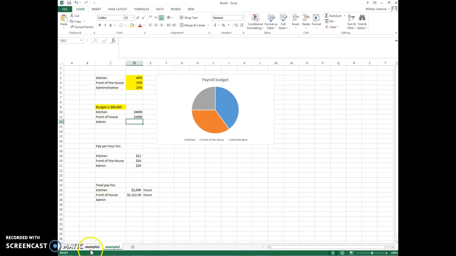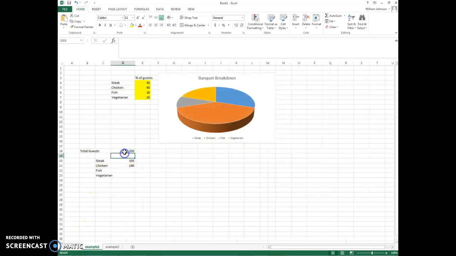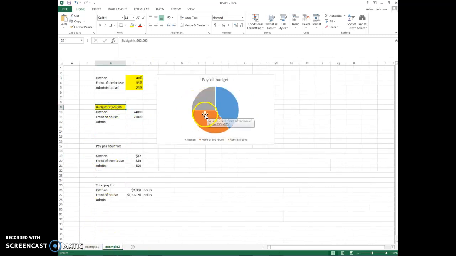So that is the idea of a linear combination. I give you a big number, you break it down by percentages. I give you a big number, 60,000, you break it down by percentages, and then break it down a second time. Keep that in mind. We'll be doing that in class with stocks.